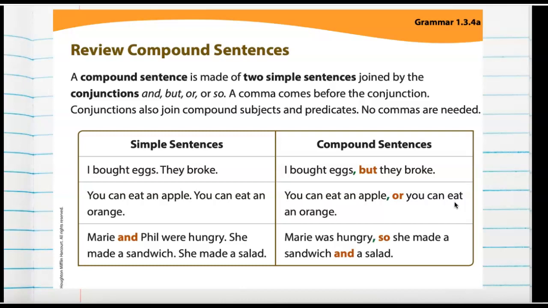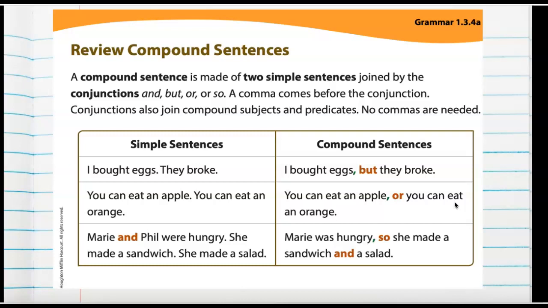So look at these simple sentence examples. We have, I bought eggs. They broke. I can make that a compound sentence by adding a conjunction. In this case, because they're two separate ideas, I can say I bought eggs, but they broke. Okay, look at the next one. You can eat an apple, you can eat an orange. I can put that together with a conjunction or. You can eat an apple or you can eat an orange.